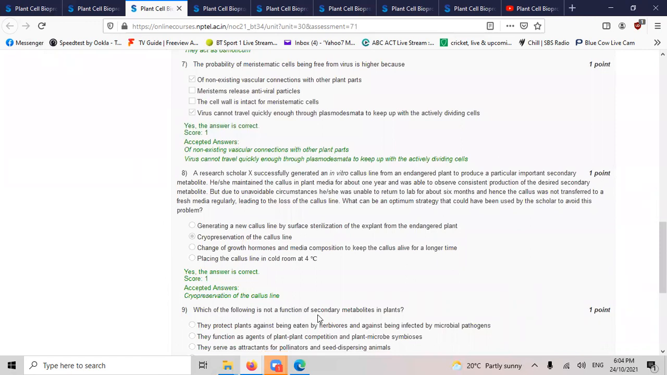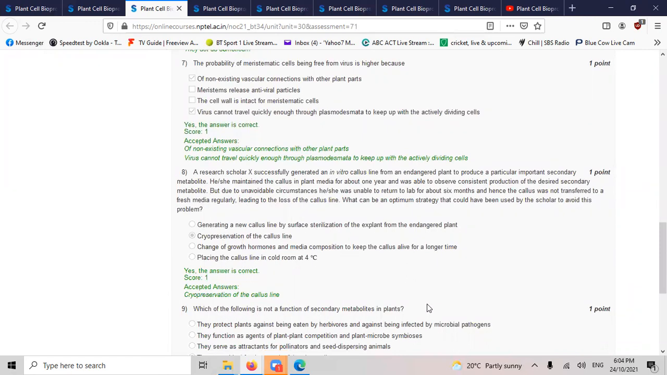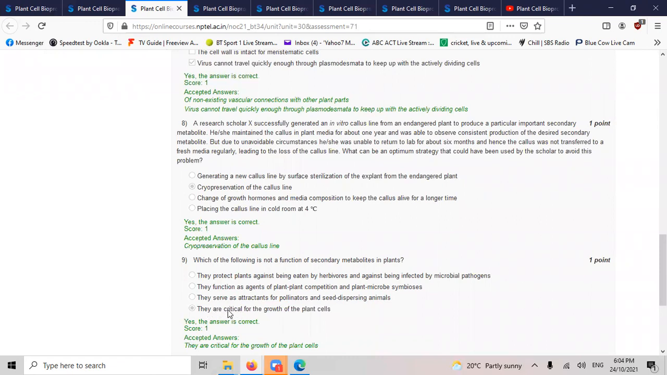Which of the following is not a function of secondary metabolites? Well, that one. They are critical. That is not a function of secondary metabolites because they're not critical for the growth.